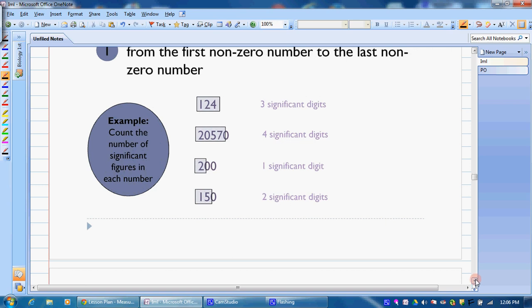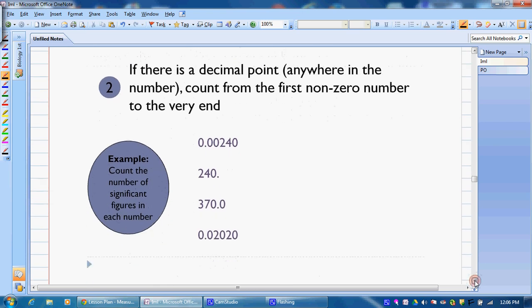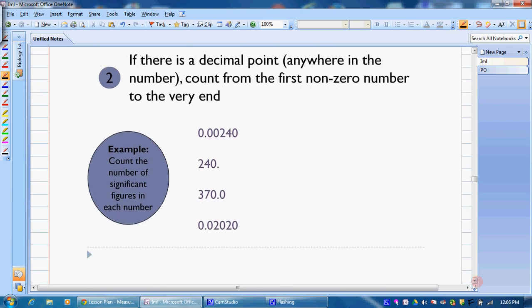That's just a review of what we just went through. Now, if there is a decimal point, I want you to pause your video and write down what you think the answers are for these. The rule this time is you're going from left to right. You don't start counting till you get to the first number that's not a zero. Count till you run out. So here we have 3. Here we have 3. Here we have 4. And here we don't count these first two. We start counting at the 2 and we have 4 significant figures.